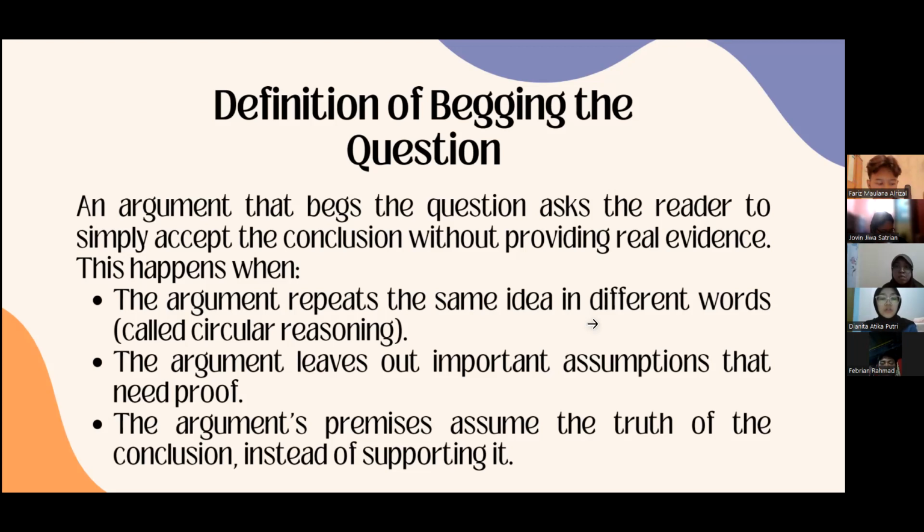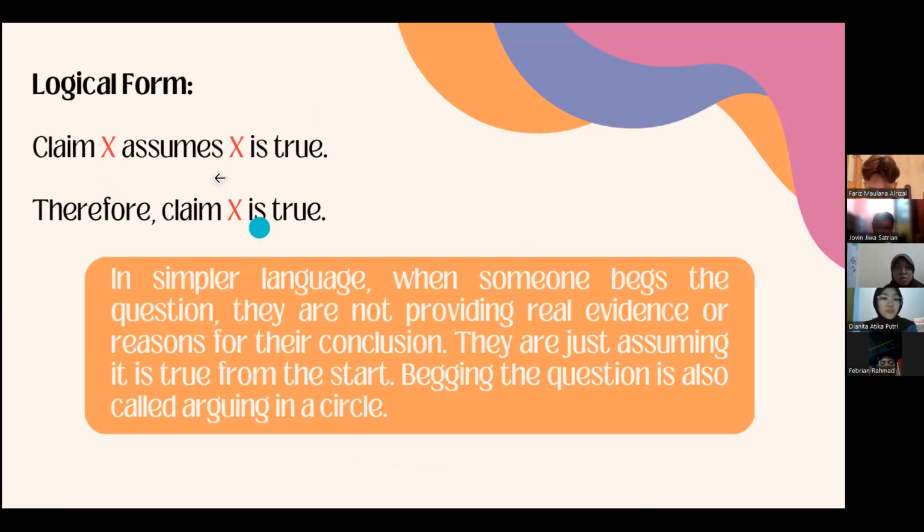So the logical form of begging the question is: claim X assumes X is true. Therefore, claim X is true. So in simpler language, when someone begs the question, they are not providing real evidence or reasons for their conclusion. Instead, they are just assuming it is true from the start. Begging the question is also called arguing in a circle.